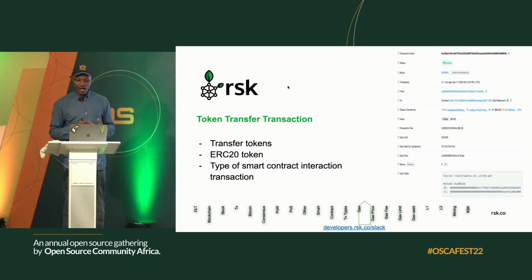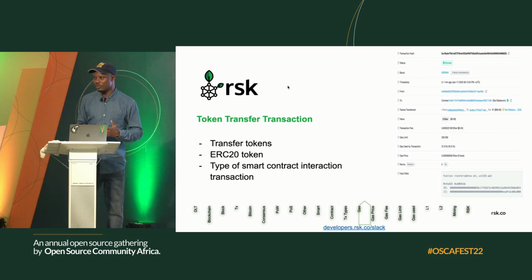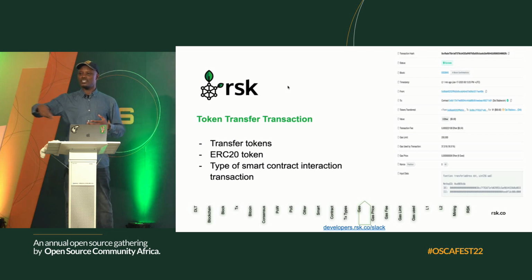So token transfer transactions do one specific thing, which is to transfer tokens. And that token must be an ERC20 token. So tokens are smart contracts. So a token transfer transaction is a specific type of smart contract interaction transaction. You write a smart contract, deploy it, and you call a function on the smart contract.